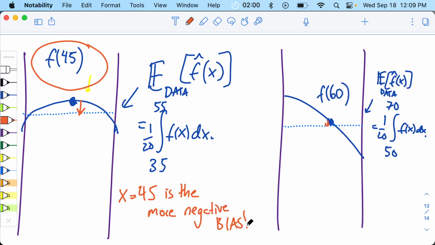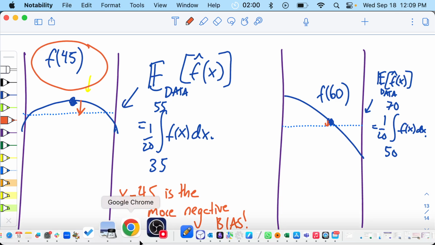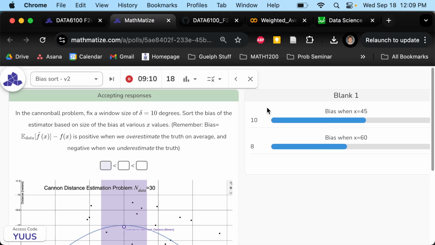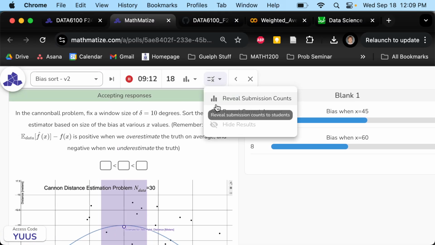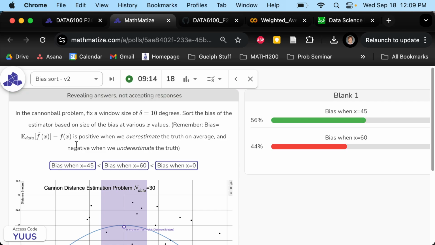Okay, so 10 out of 18 people got it, which is pretty split. Maybe you got bamboozled by the pluses and minus signs. So there we go. These are the true answers. So pretty split. If somebody chose x equals 60, you shouldn't feel bad. You should ask me a question so that we can help clarify. Maybe it got clarified as we went.